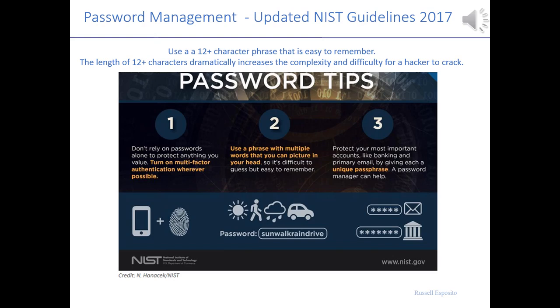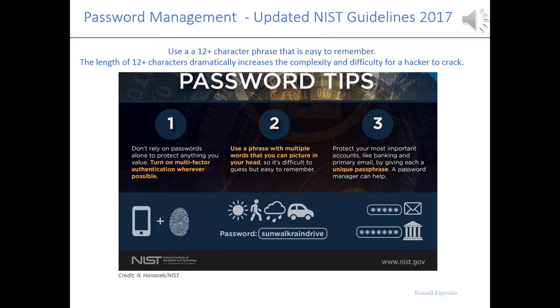So an 8-digit password, even with all the special characters, is a lot easier to crack mathematically than something that's 12 or more positions. When I first heard of this new NIST requirement, I thought I'm never going to use 12-character passwords, too long. But if it's a phrase, it's kind of simple to remember. So it's easy to remember, hard to crack. That's the new standard. And number 3 here on the slide, it speaks to a unique phrase.